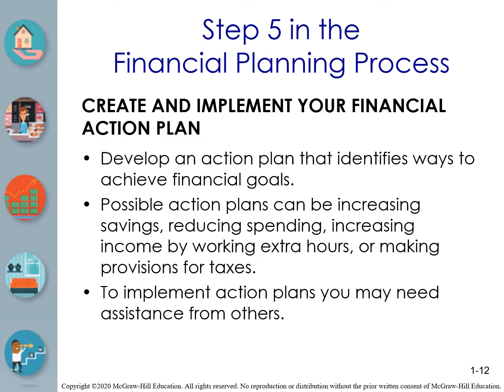So step 5, financial planning process: create and implement your financial action plan. Tough one, but something that's actually rather straightforward. Develop an action plan that identifies ways to achieve your financial goals. So you want to be a millionaire, okay? How do you go about doing that? What is the path that you would take? What are the options that are set out there before you?